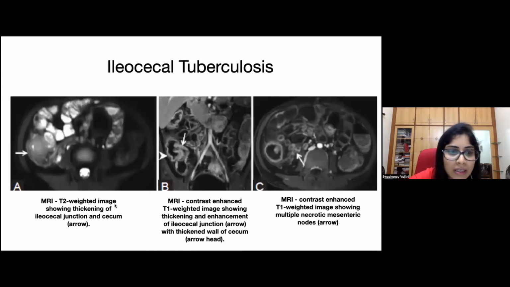So these are some more MRI images. The first one is the T2 weighted image, showing thickening of the ileocecal junction and cecum. These are T1 weighted images. We can see multiple necrotic mesenteric nodes here.